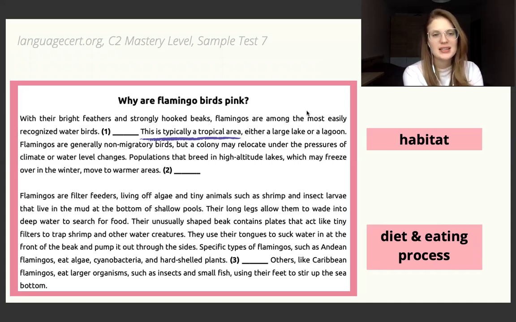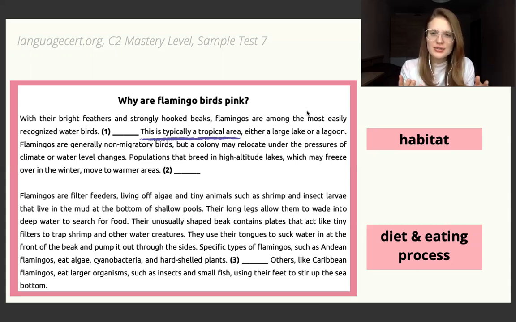Look here. The first sentence: "With their bright feathers and strongly hooked beaks, flamingos are among the most easily recognized water birds." Okay, some introduction. Then comes a gapped sentence, and look at the next sentence that I've underlined: "This is typically a tropical area, either a large lake or a lagoon." So the question is, this what? Probably the sentence that is gapped gives you this information.